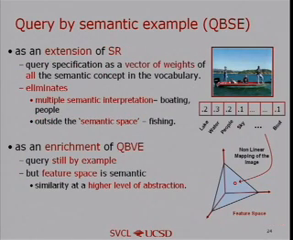So what are the advantages of doing this? As an extension of standard retrieval, now instead of just giving a couple of keywords, we give a specification as a complete probability distribution over the set of concepts that the system knows about. And this basically eliminates the two main problems that we were facing.